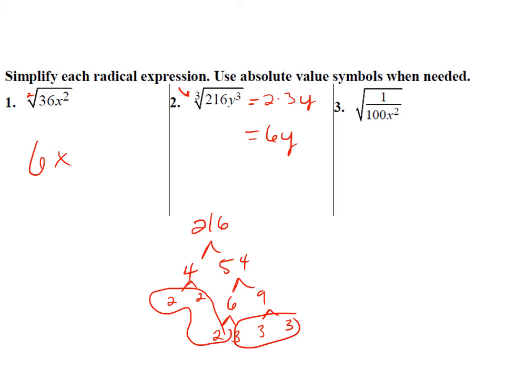All right, again, square root, because there's no number there. So the square root of 1 is super easy, 1. Square root of 100 is 10. And 2 divided by 2 is 1x.